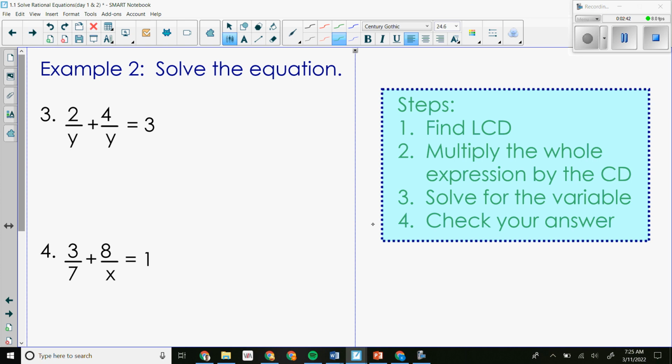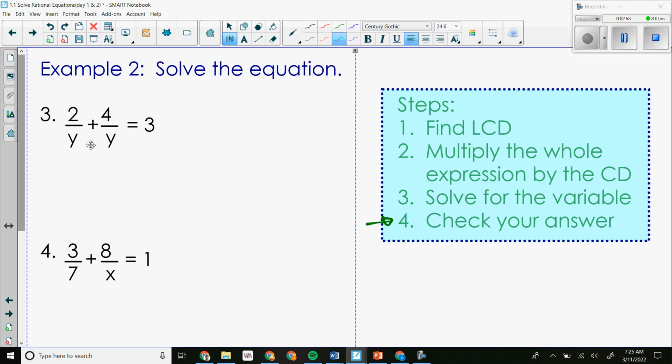There are going to be some that have extraneous solutions, so we have to check our answer by plugging it back in, making sure that our denominator isn't one of those solutions. Otherwise, we would be dividing by 0, and that is not good.